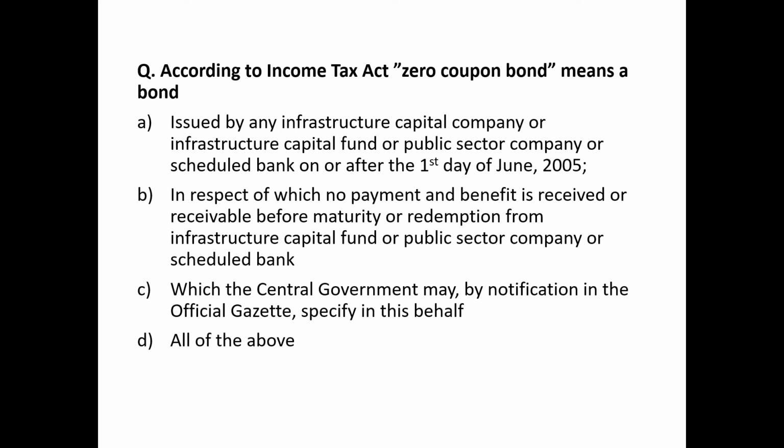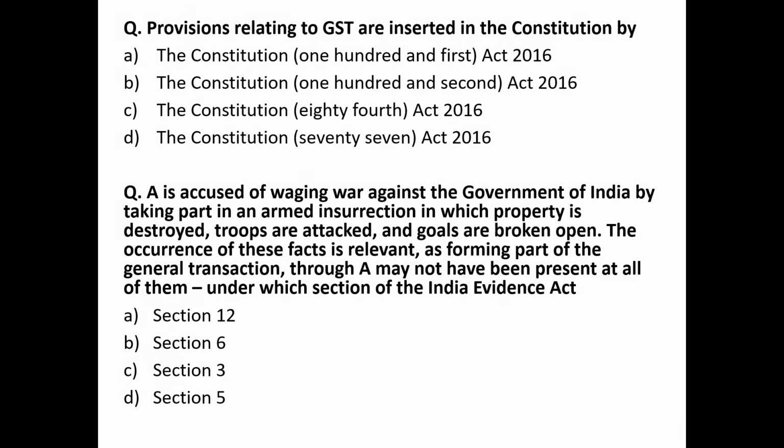Next question. According to the Income Tax Act, zero-coupon bond means a bond issued by any infrastructure capital company or infrastructure capital fund or public sector company or scheduled bank on or after the first day of June 2005, correct? In respect of which no payment and benefit is received or receivable before maturity or redemption from infrastructure capital fund or public sector company or scheduled bank, correct? Which the Central Government may, by notification in the Official Gazette, specify in this behalf. Correct. So answer will be option D, all of the above. Next question. Provisions relating to GST are inserted in the Constitution by the Constitution 101st Amendment Act 2016, option A.